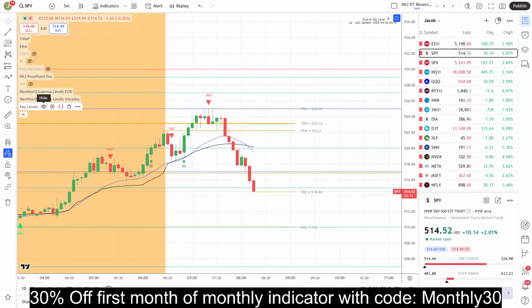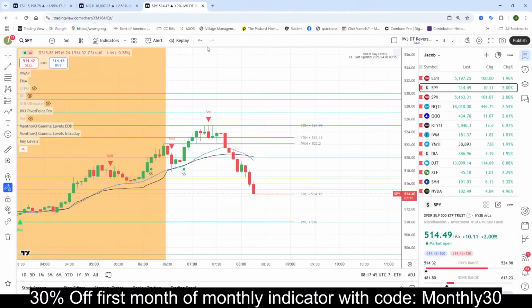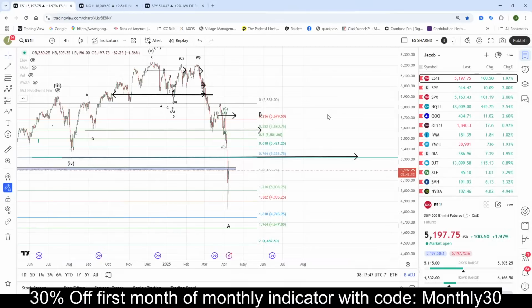You know, I was kind of looking at 530 there as a potential. But 527 or 525, sorry, 525 is in the neighborhood for this to be the A leg. Let's go over to the ES real quick and see what we've got on that.